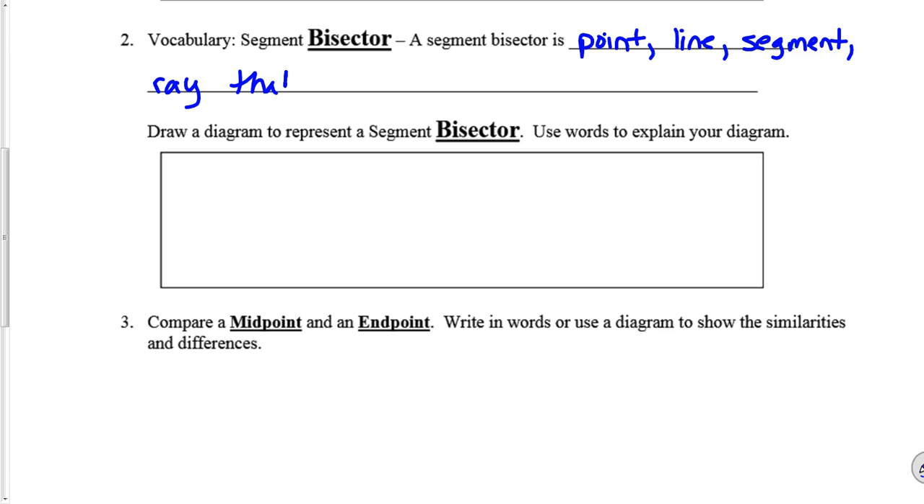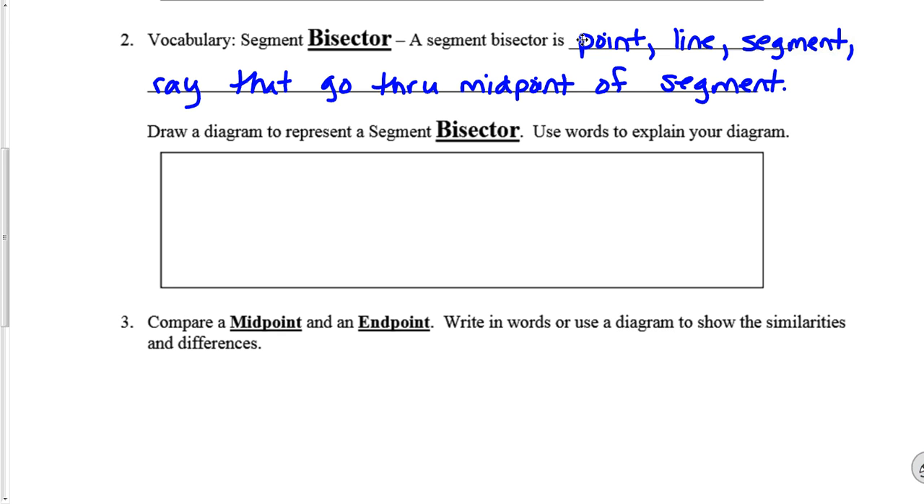It must go through the midpoint of a segment. If you need more time to write that down, please pause the video here.